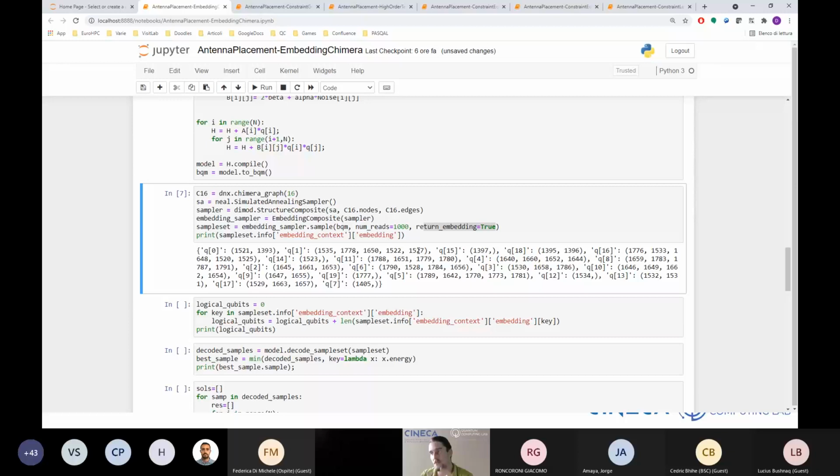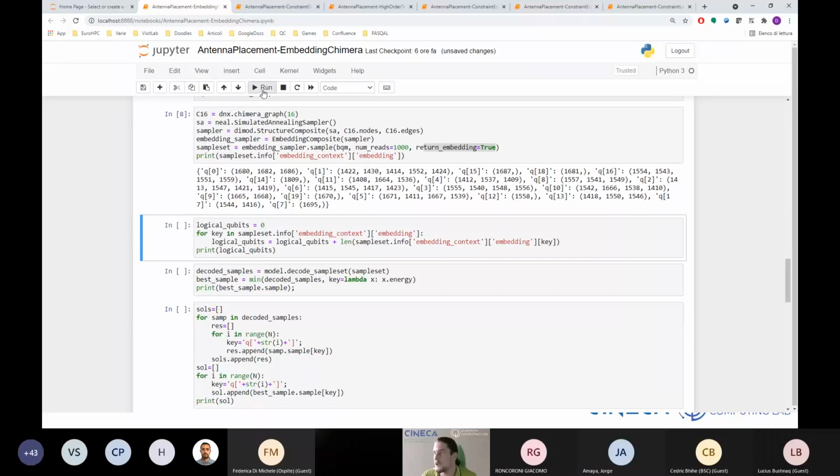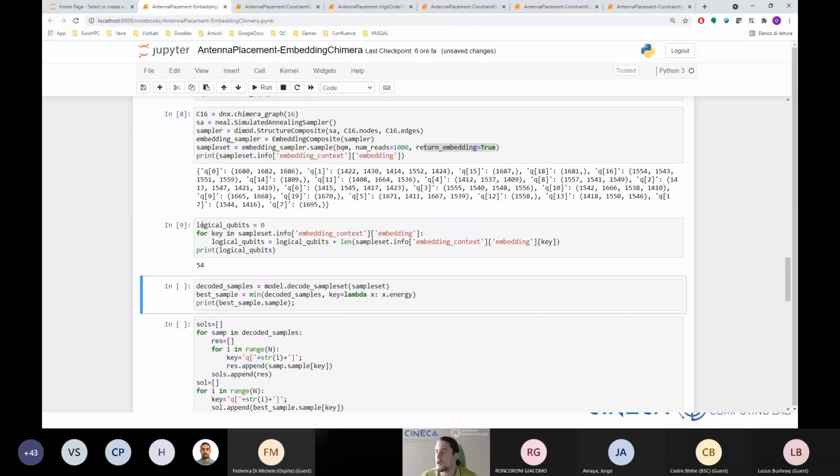So big chains of qubits are not a good thing because every qubit has to act as one. But it is possible to do it in this way. Counting the physical qubits that I need to express my problem on the Chimera graph, it says 54. So 20 logical qubits, and these are physical qubits.